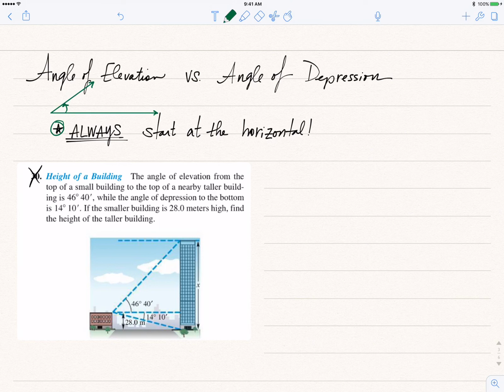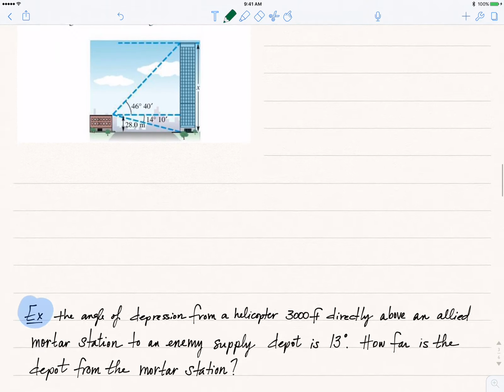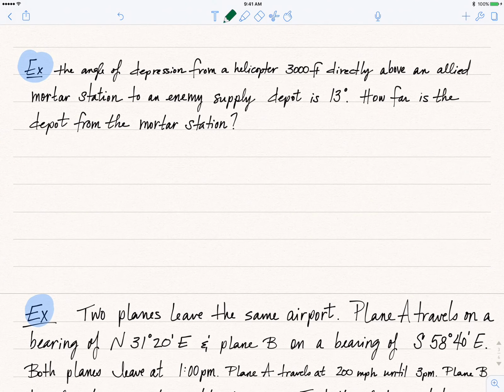The angle of depression will always begin at the horizontal, just like our angle in standard position, but it's going to go from there down, kind of like our negative angles do. But the difference is that in a story problem, in something that's real life, we don't have negative angles, just direction. We're going to skip number 30, but I'd like to talk about a couple of examples.